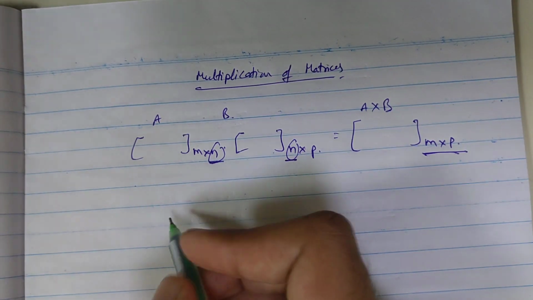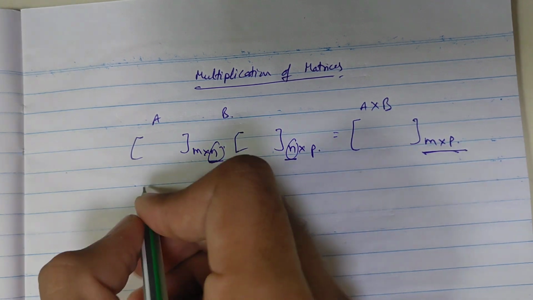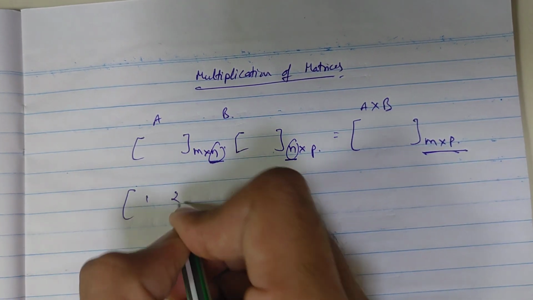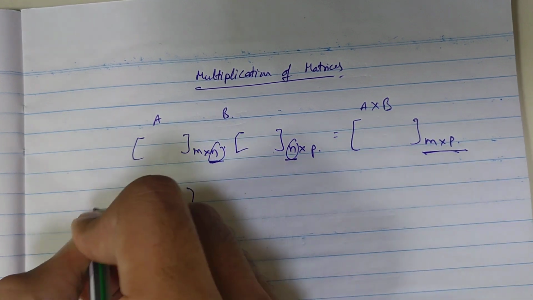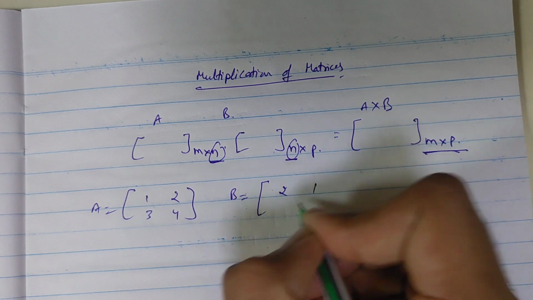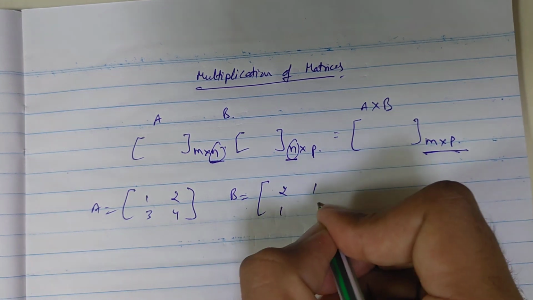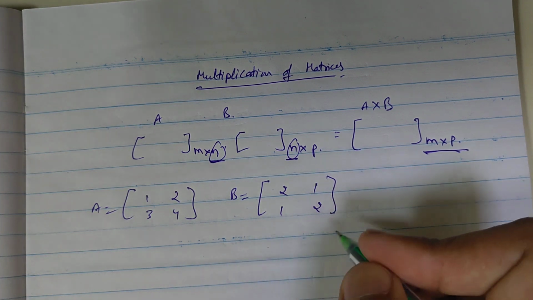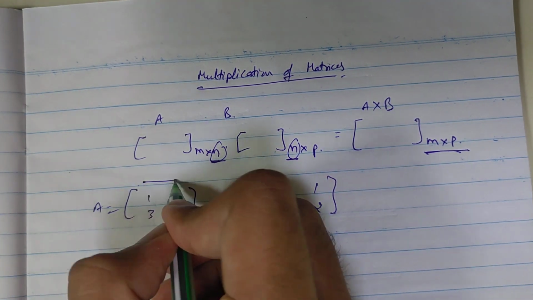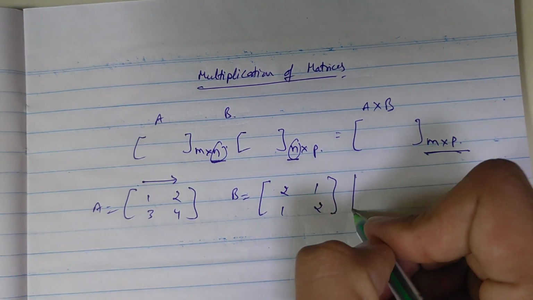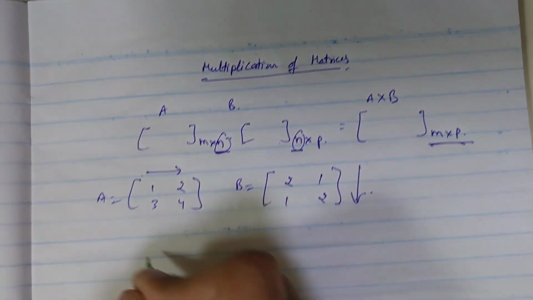Okay, let us see with the help of an example. Suppose this is a matrix A equal to 1 2 3 4 and B is equal to 2 1 1 2. We have to multiply them. So what we will do is take the rows of the first matrix and the columns of the second matrix for multiplication.